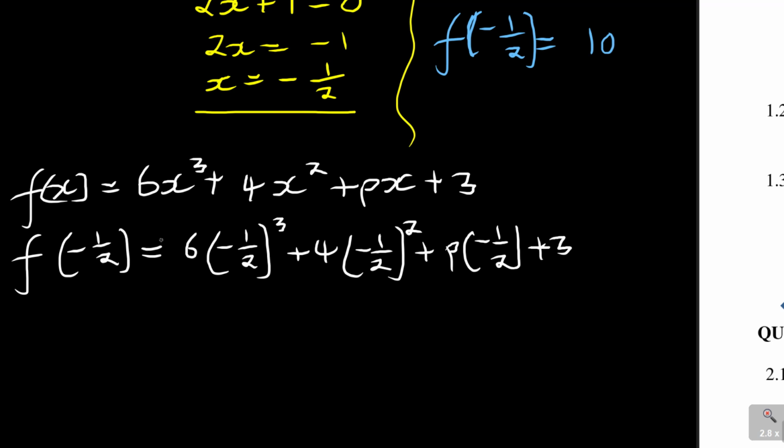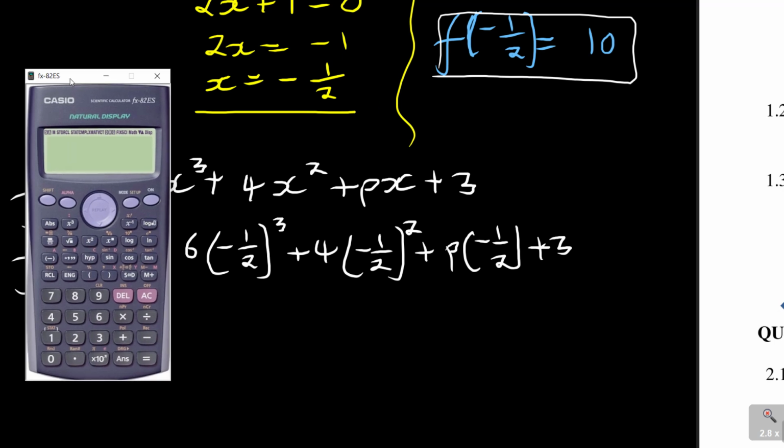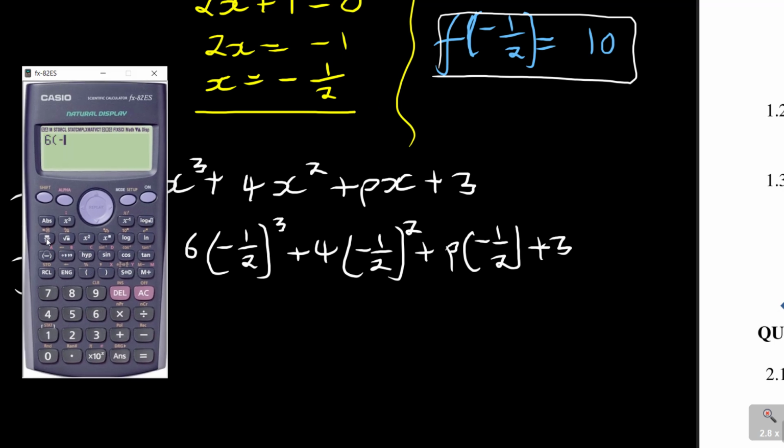But also we know that this is equal to 10. Remember, f of that. But let's simplify this with the calculator first, so that we can get the numbers. So focus on the numbers, forget about the one with p. Are you with me? So let's focus on the numbers. First one is 6 bracket negative 1 over 2, it's cubed, right? Plus 4, and then it's negative 1 over 2, and then it's squared. Are you still there? Plus 3. I hope I'm doing it right.